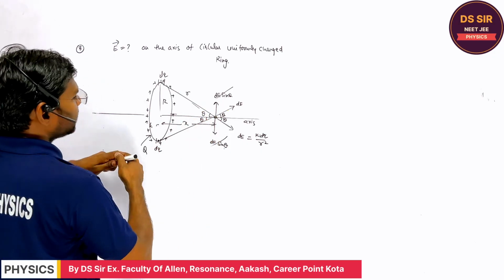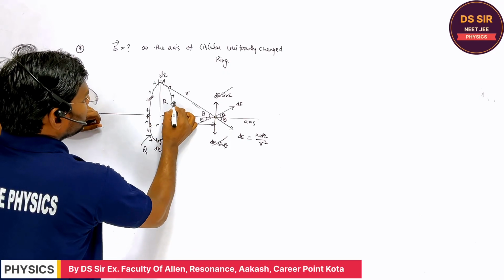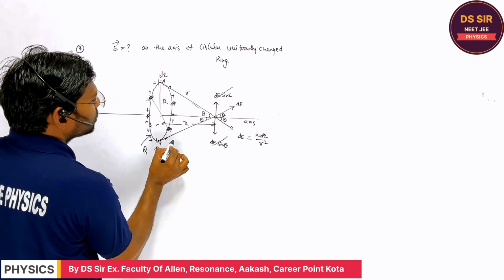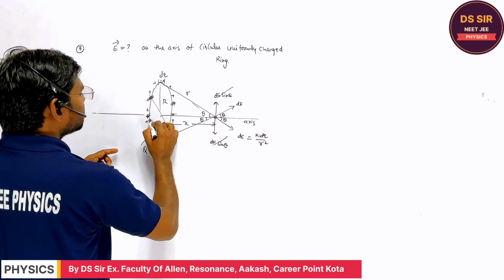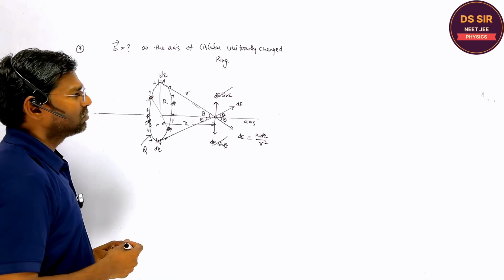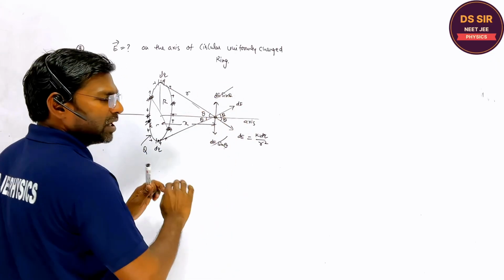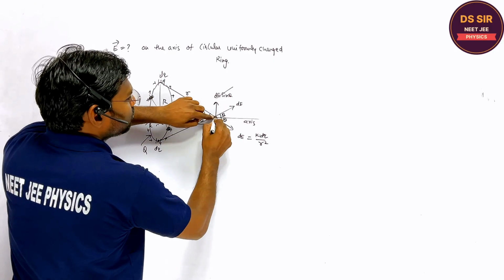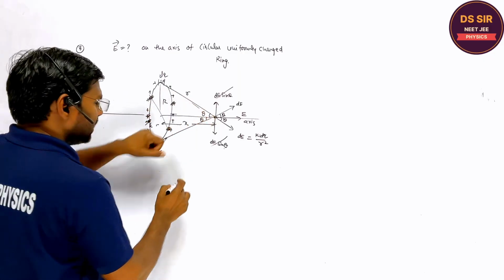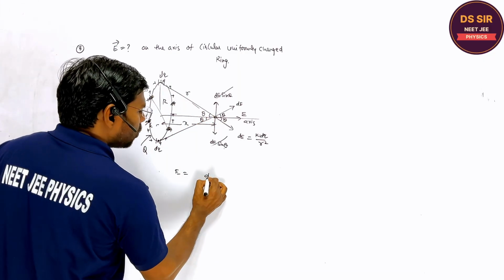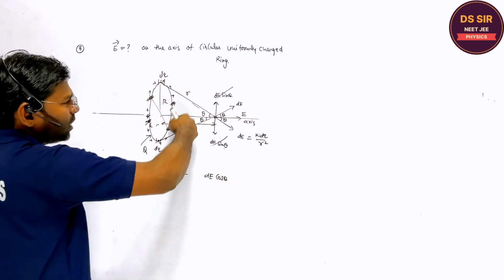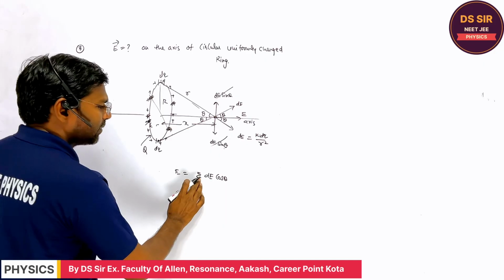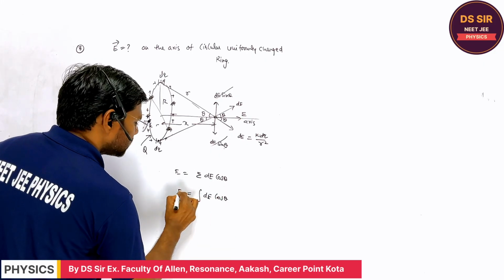In the same way, if you consider any small portion, for the small portion in the opposite direction the dE sin theta component will cancel out. So the dE sin theta components cancel each other, and the cos components are adding. So at this point the net electric field will be in this direction, and it is nothing but the summation of all the dE cos theta components due to each elemental charge dq. The summation is nothing but the integration of dE cos theta. You understand or not?